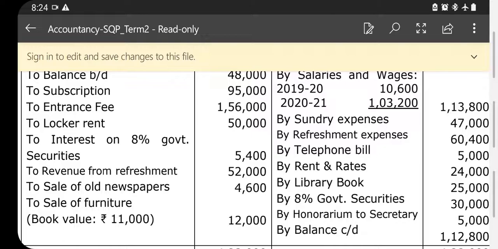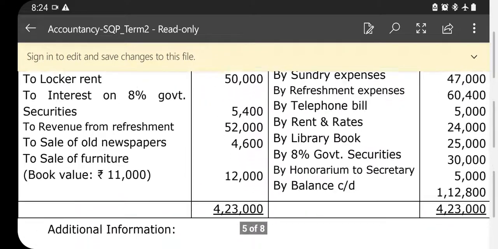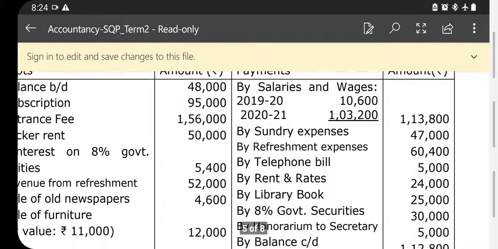government securities 5,400, to revenue from refreshment 52,000, to sale of old newspapers 4,600, to sale of furniture book value 11,000, sale of furniture value 12,000, total receipts 4,23,000. Credits and payments amount.